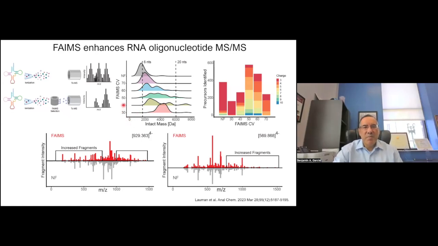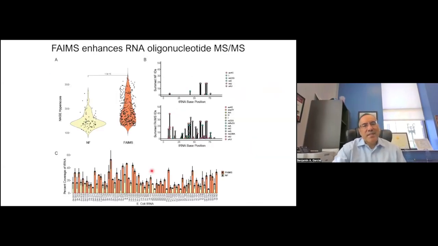So you can see here as we step up the FAIMS voltage, no FAIMS, and then step it up this way, you can get different length oligonucleotides separated out. And it does correlate well with the different charge states, so you have different charge states of the RNA separated out. This not only boosts the MS1, but also the MS2. You can see here, no FAIMS and FAIMS. We get increased fragments with the FAIMS device on. And this allows for better scoring, better detection of a lot of different modifications, and quantification as well.